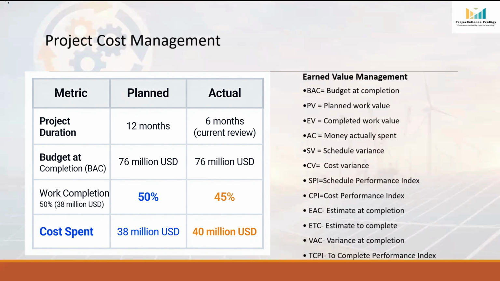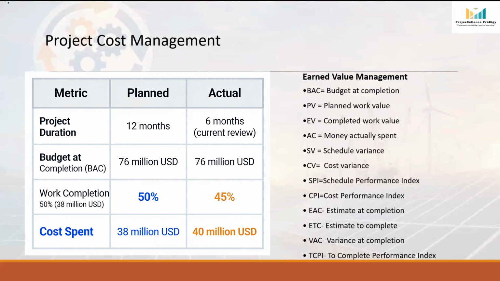The next term is actual cost or AC. This is the easiest one. Actual cost simply means the real amount of money that has been spent. Suppose the finance department tells us that the project has already spent $40 million. Therefore, actual cost or AC equals $40 million.